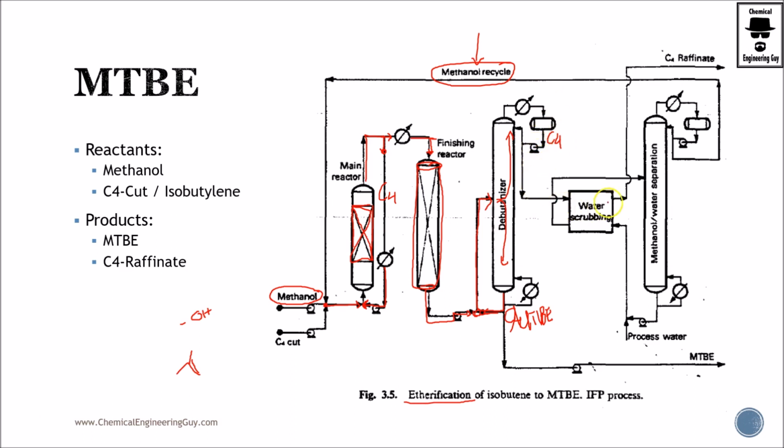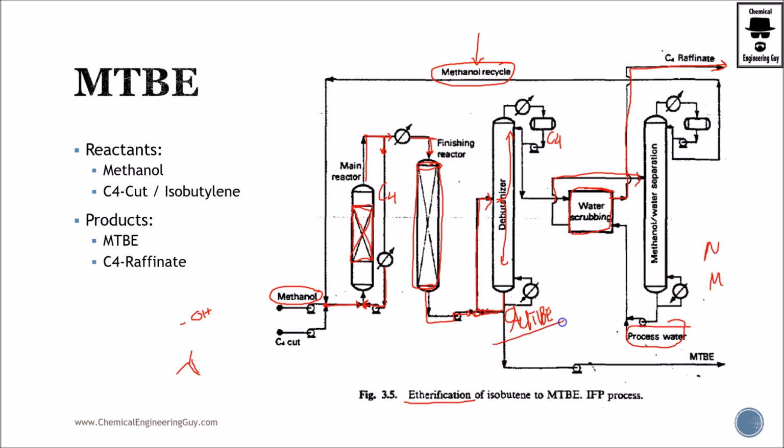Now the C4 is treated via water scrubbing just to ensure that you're not losing all the materials, and then you send it to the methanol water separation. You send this as the raffinate. This is the organic layer, and then you send this to the processing of methanol and water. What you want to do is get separation of water and methanol. But anyway, that's a technicality.